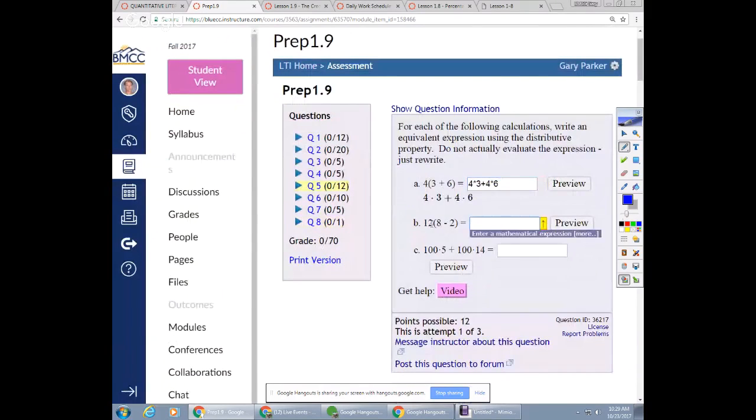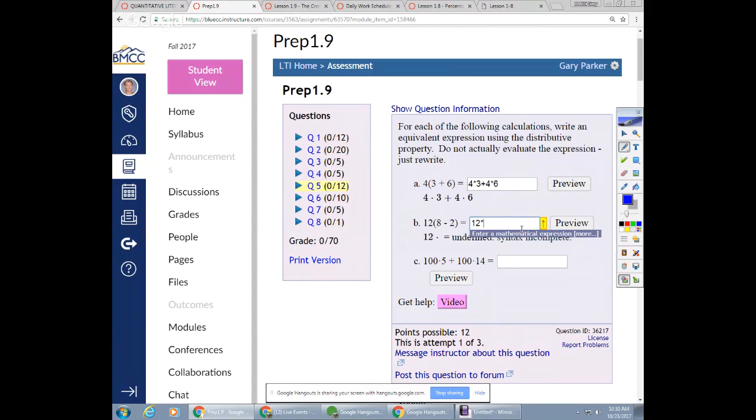Okay. Down here, I have to distribute the 12, and keep in mind, in algebra, there's really not much of a difference between addition and subtraction. There's similar operations, so you can distribute over subtraction too. So this would be 12 times 8 minus 12 times 2.